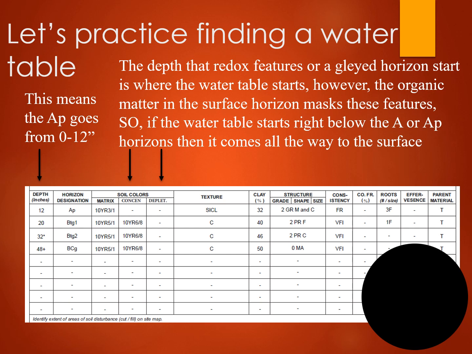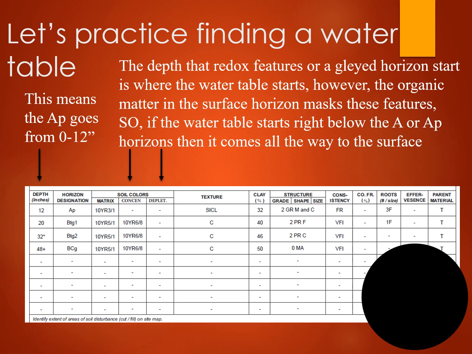So normally what we look for is concentrations or depletions or a Glade matrix, and that is the horizon that we would start it at. So if we were not at the base of an A horizon, we would say that this water table started at 12 inches because the BTG horizon goes from 12 to 20. But again, since we are at the base of an A horizon, we say it goes all the way to the surface because these dark organic matter features are going to mask the concentrations and depletions that would be occurring in this horizon if it wasn't present.